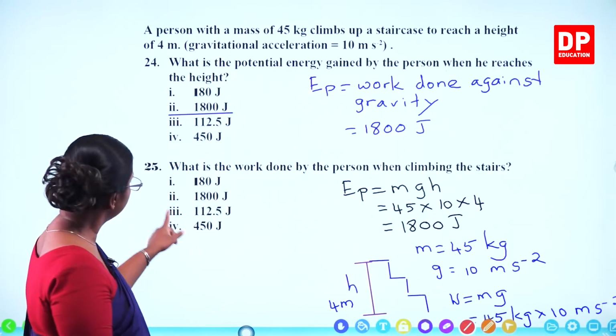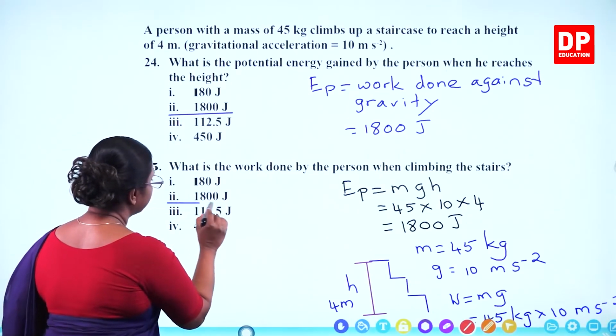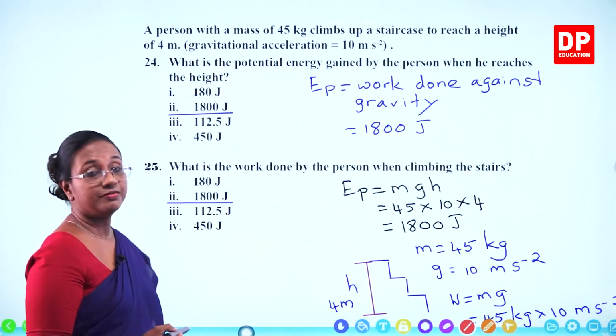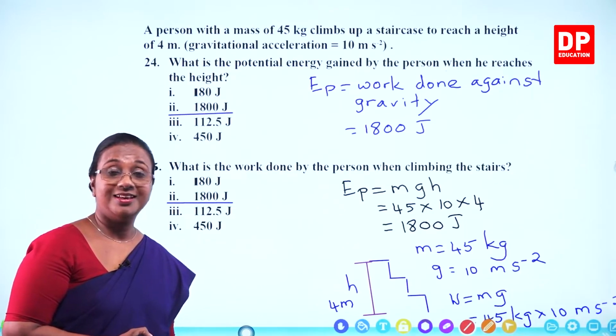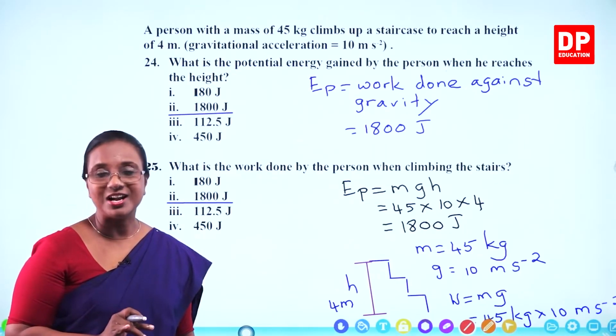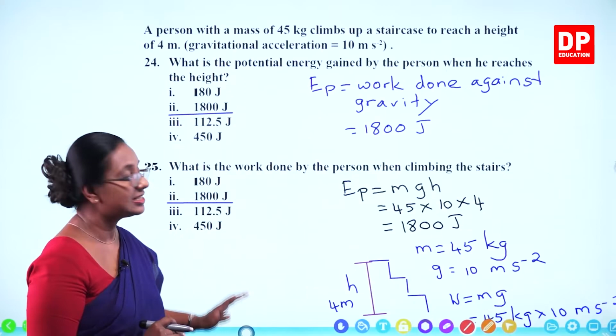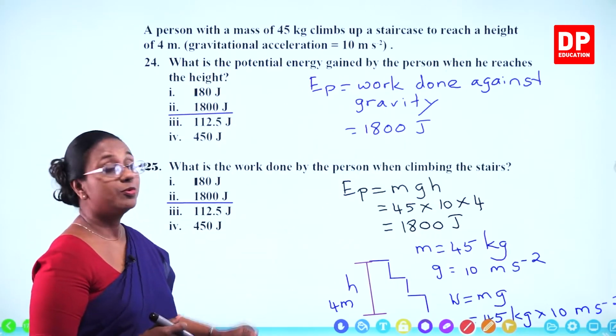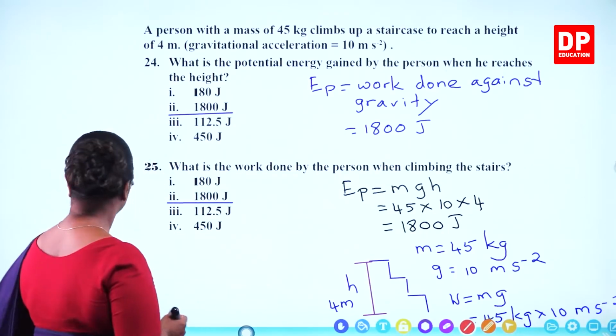1800 joules, that's correct. 112.5 joules incorrect, and 450 joules also incorrect. I am sure students, you all have understood this clearly and answered these questions correctly. So then we'll move on to the next slide.